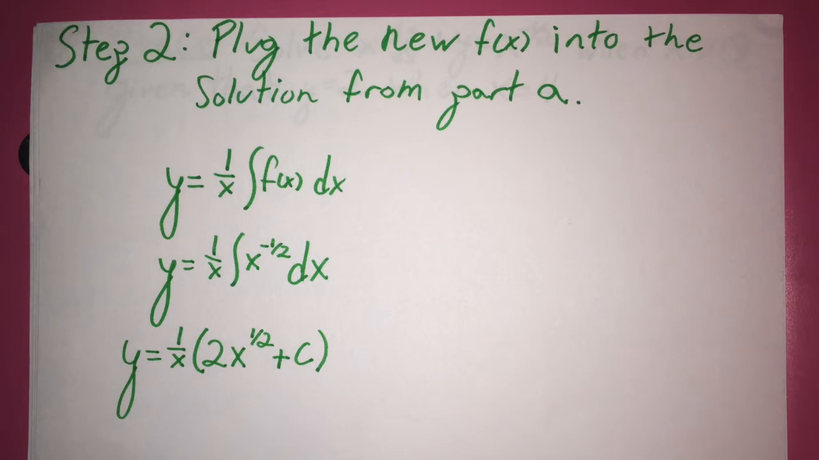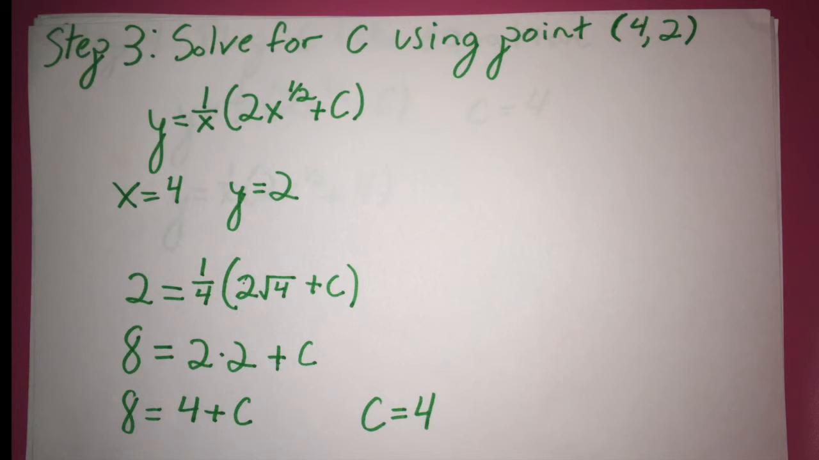Therefore, we have y equals 1 over x times the integral of x to the negative 1/2 dx. When we take the integral of x to the negative 1/2 dx, we get 2x to the 1/2 plus c. Now we're going to plug in the point (4, 2) as listed in part B of the problem.